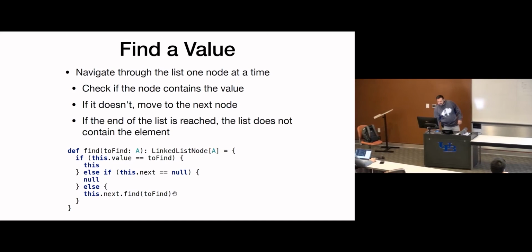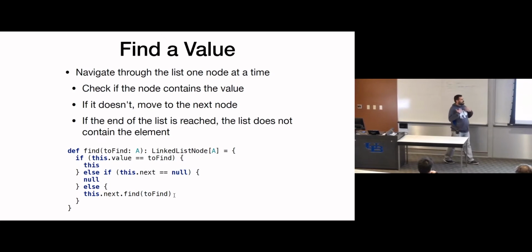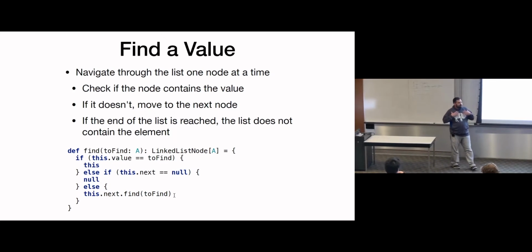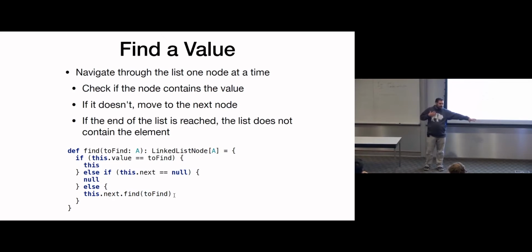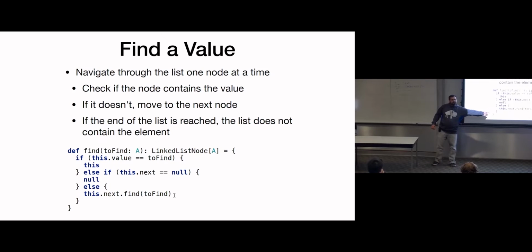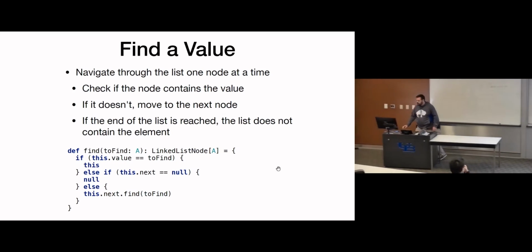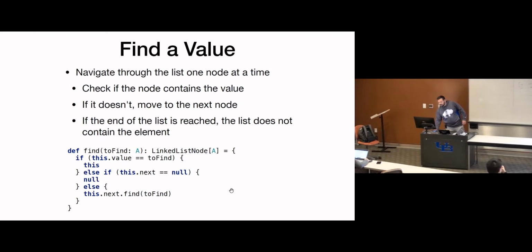Else, recurse. Go to the next node in the list and call the same method. If I don't contain the element that I'm looking for and there is a next node, I'm going to say, hey, next node, do you have the element we're looking for? Then it's going to keep asking all the way down the chain until we either reach the end of the list or the element we're looking for. Then either return the node containing that value or return null all the way up the recursion.